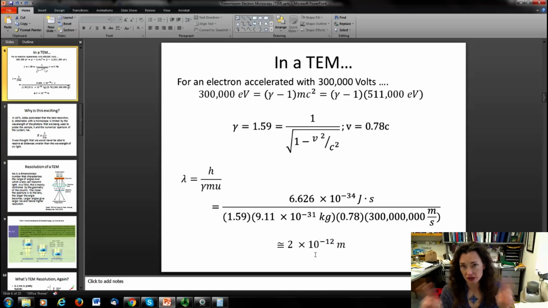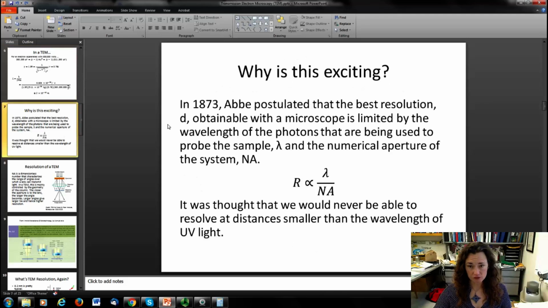So this would be the sort of limiting factor or ultimate limit of your TEM that you could achieve with that wavelength. Now, there are limitations. So, for example, the real resolution of any kind of microscope was postulated by Abbe in 1873. So he postulated that the best resolution obtainable with a microscope is limited by the wavelength of the photons that are being used to probe the sample, lambda, and also the numerical aperture of the system, NA, okay? And that resolution is going to be proportional to lambda divided by the numerical aperture.